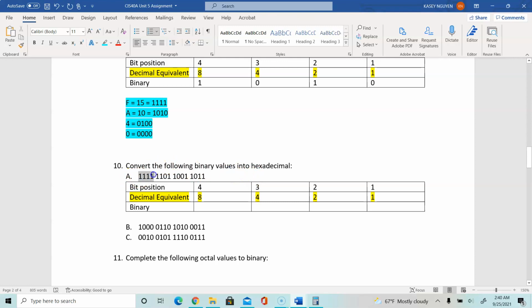So if you start with the first one here, if all the bits are on, that means we're going to add up all the decimal equivalents. So 8 plus 4 plus 2 plus 1, right? So 1111 is equal to 8 plus 4 plus 2 plus 1, which gives us 15. And 15 in decimal is going to be an F in hexadecimal.